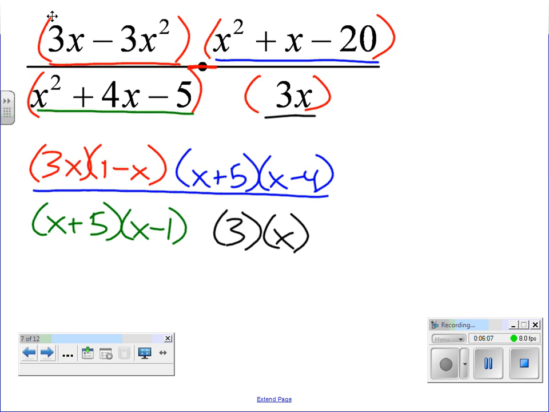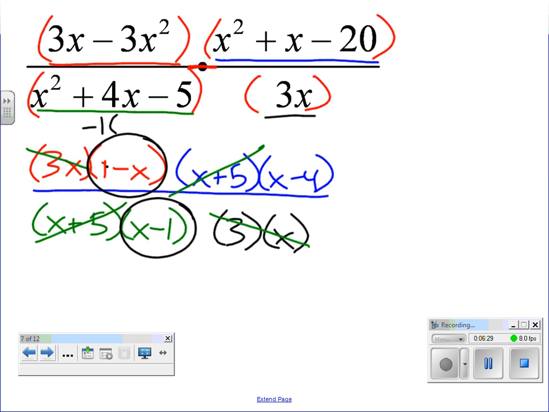So I'm looking for what can be canceled. Well, the 3x and the 3x can be canceled. And what else can be? X plus 5 can be canceled with x plus 5. But notice here what I'm looking at. We're looking at this 1 minus x and x minus 1. They're very simple, but what's different? The sign. So what I'm going to do is rewrite 1 minus x, take a negative 1 out, and show it as negative 1 plus x.